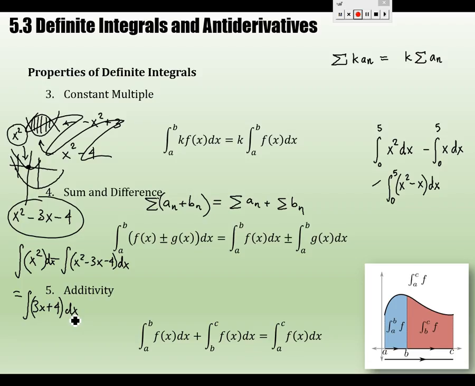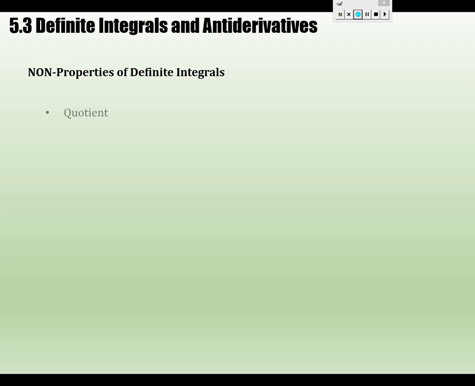Even though you might think, well, that's curvy, I don't think I can calculate the area between those. Actually, maybe you can. 3x plus 4 is something you can integrate without any high technology.